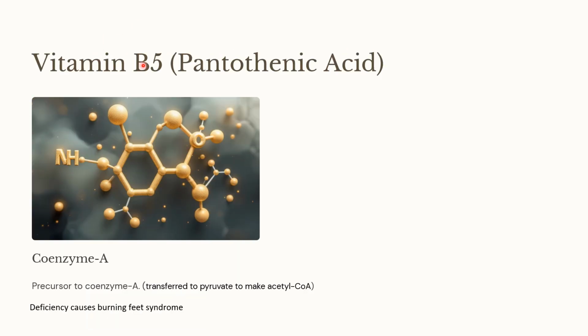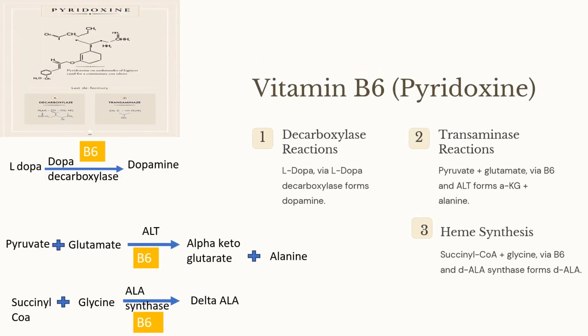The next vitamin is our vitamin B5, which is the pantothenic acid. So this vitamin is a precursor to coenzyme A, whereby vitamin B5 will help to transfer coenzyme A to pyruvate so that acetyl CoA is formed. When vitamin B5 or pantothenic acid is deficient, it can result in burning feet syndrome.